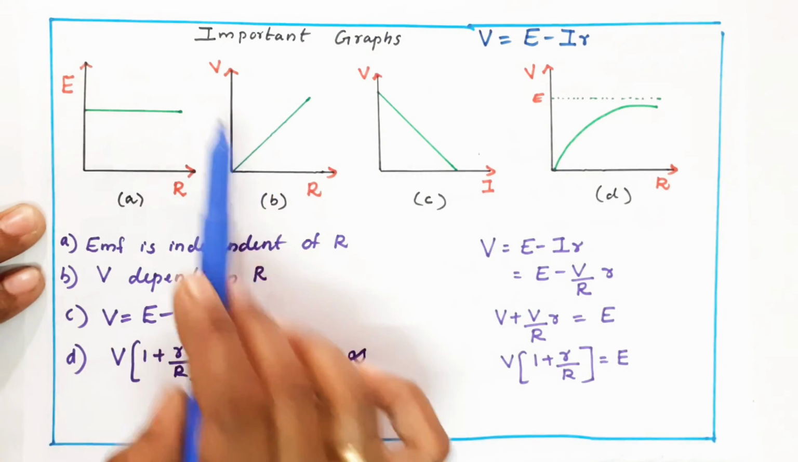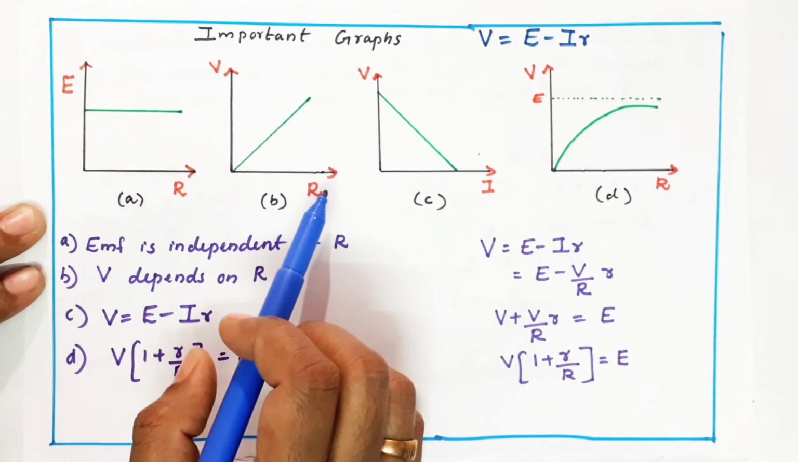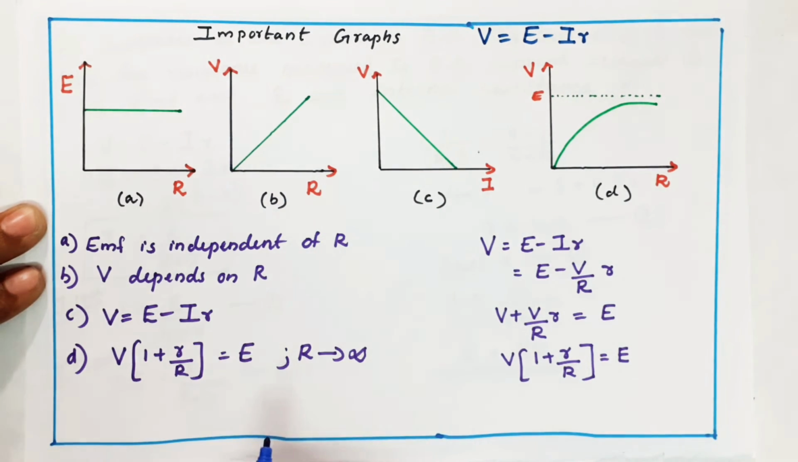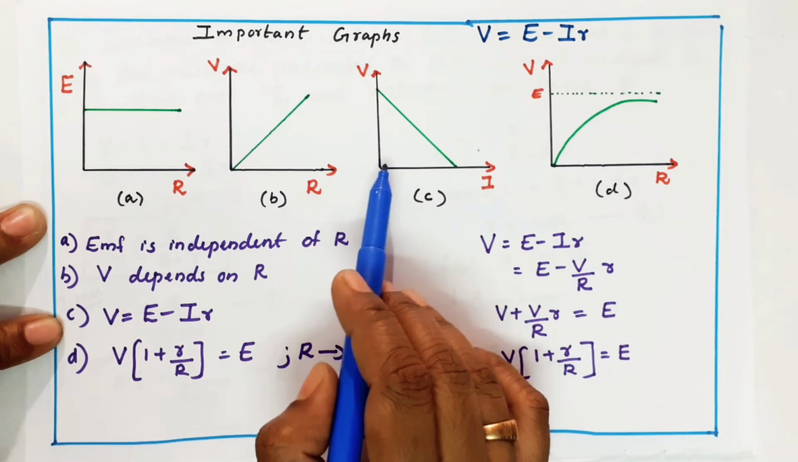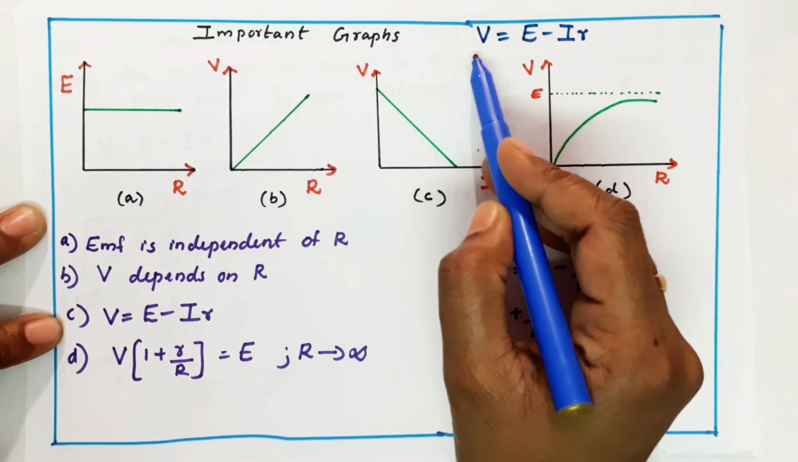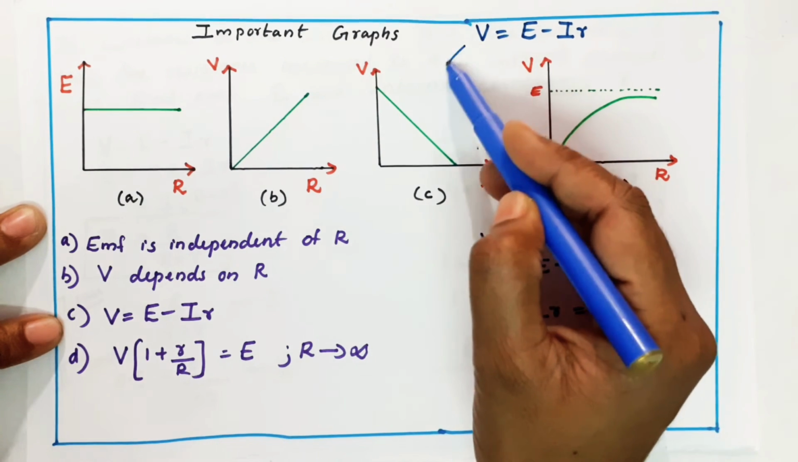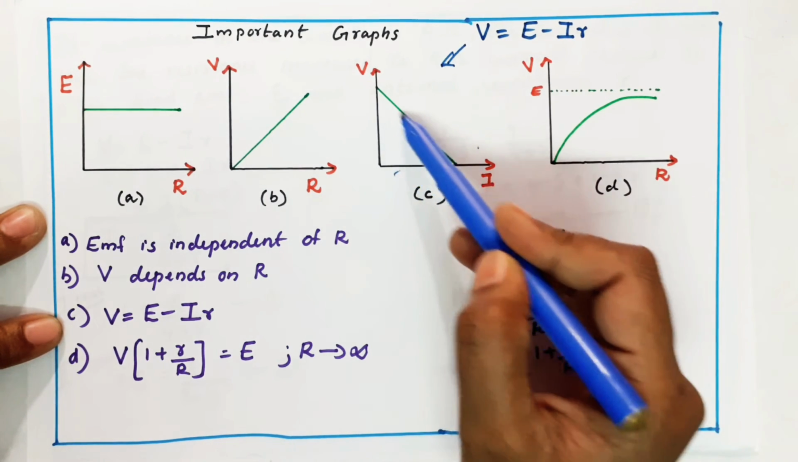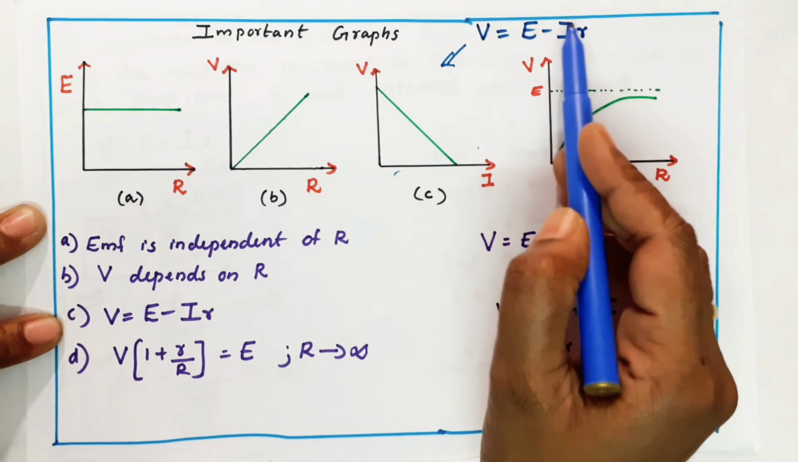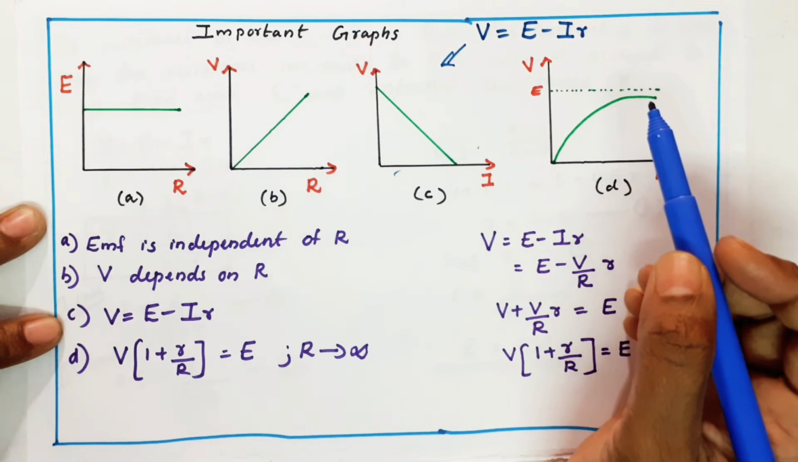The next graph is V and R. I told you potential difference depends on external resistance, so we get a straight line, a linear graph. V depends on R. The third one, you see the equation. In this equation, if I increases, what happens to V? It gets decreased. That is the reason the graph will be like this. As I increases, the V value decreases. If I equals 0, V and E are the same. Clear?